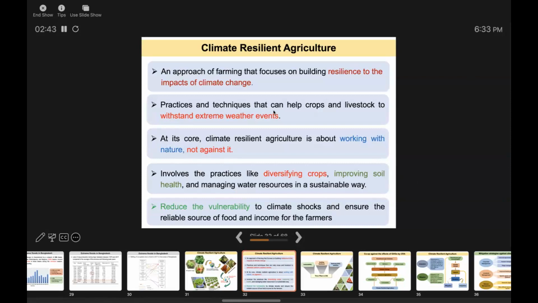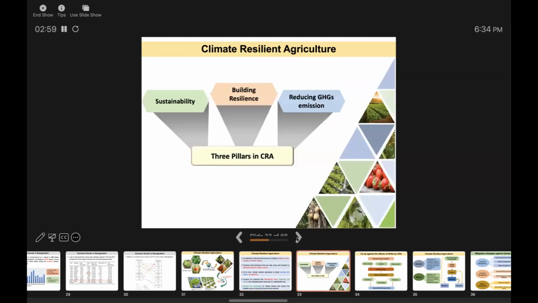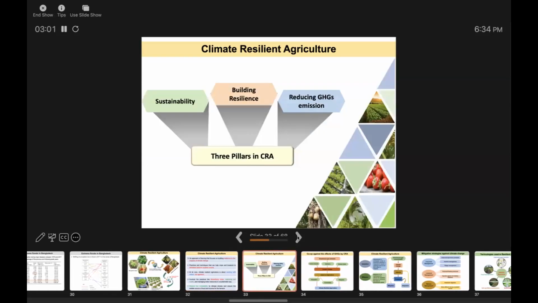These are practices and techniques that can help crops and livestock withstand extreme weather events. At its core, climate resilient agriculture is about working with nature, not against it. It also involves practices like diversifying crops, improving soil health, and reducing vulnerability to climate shocks. There are three main pillars: sustainability, building resilience, and reducing greenhouse gas emission. We have to keep in mind that when thinking about climate resilience, we have to reduce greenhouse gases, build resilience, and ensure sustainability.